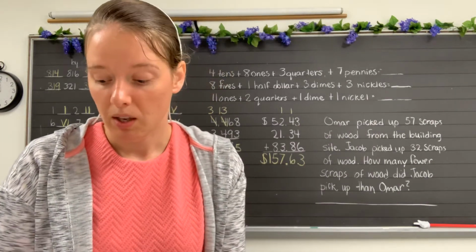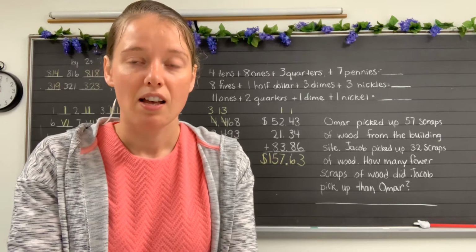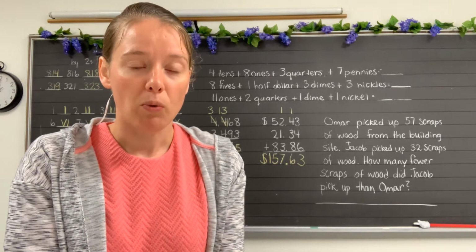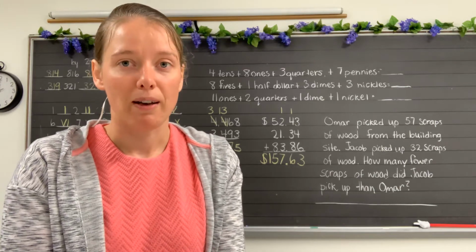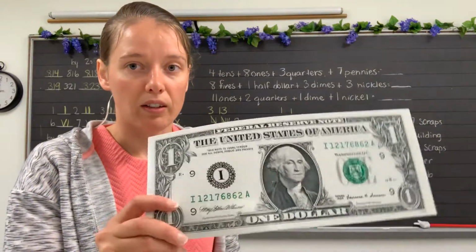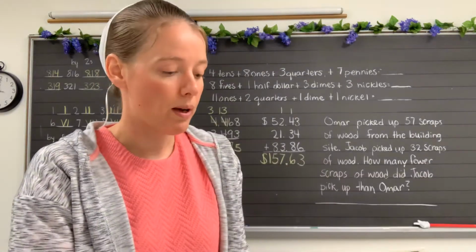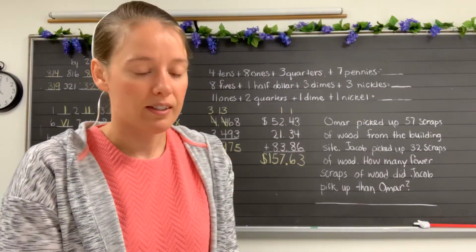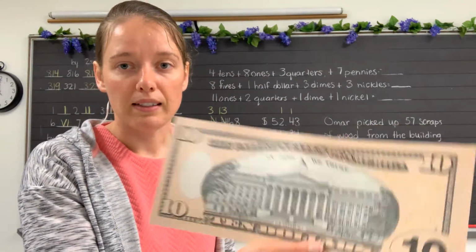We count pennies by ones, nickels by fives, dimes by tens, quarters by 25s, and half dollars by 50s. And then we have the dollar sign, or the dollar bills. Dollar bills go by ones, and $5 bills go by fives, and $10 bills go by tens.